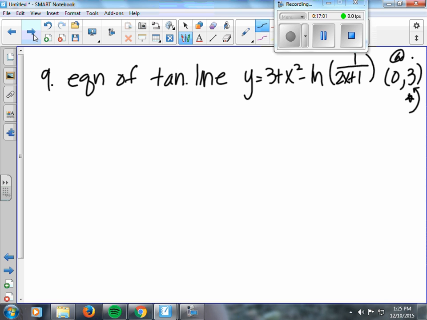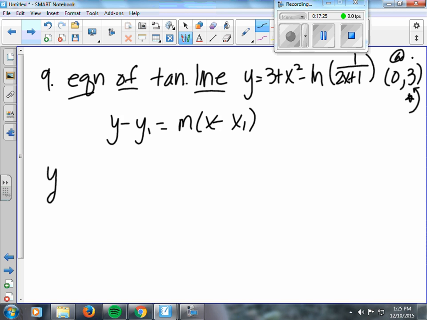On 9, it says to find the equation of a tangent line. That was a poor point that I gave you because it was not an actual point on the function. It should be 0, 3, not 0, 4. So to find the equation of a line, you're going to use point slope formula. And so you need to know a point on the line, which check, we do, that was given. And then we need to know the slope of the line. And that's where the calculus comes in. We're going to do the derivative to determine the slope.